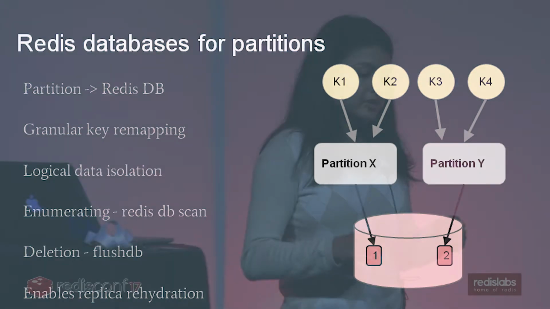Say, for example, you want to enumerate all the keys belonging to a certain partition. It is as simple as figuring out what is the Redis and the database associated with that partition, which you can find out from the topology, and then calling a Redis DB scan on it.